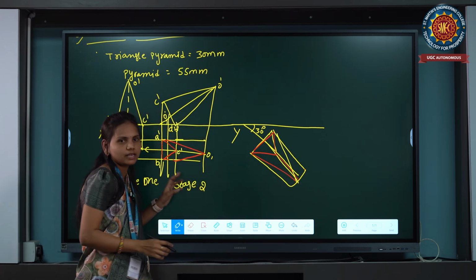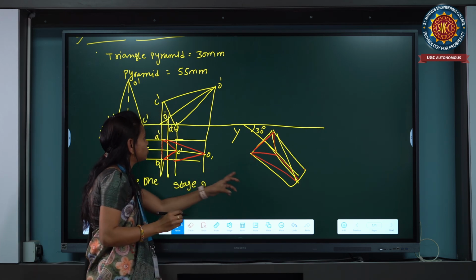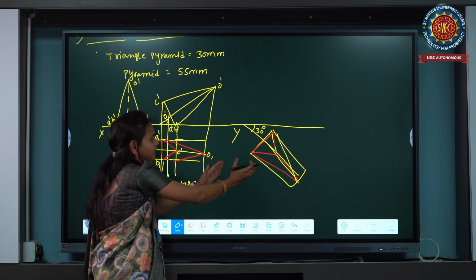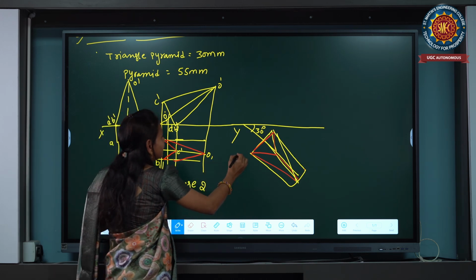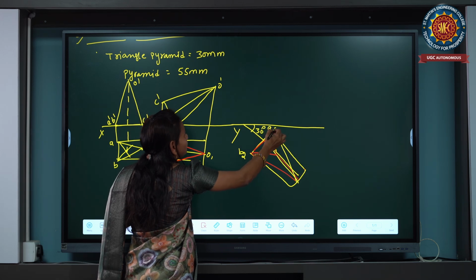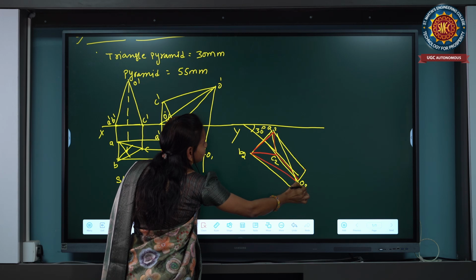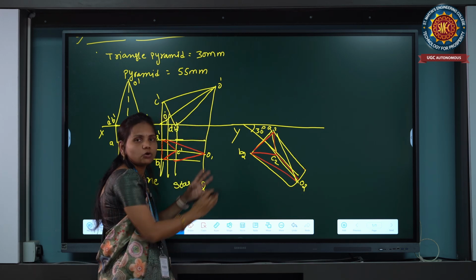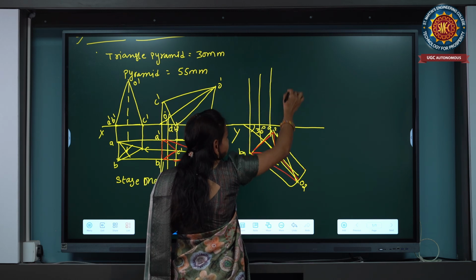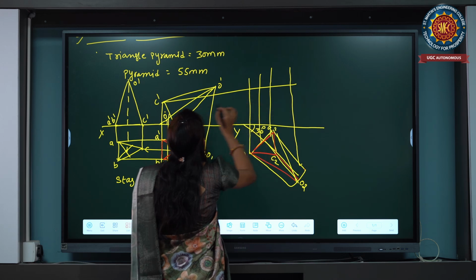So this is the shape of the triangle. So in the third stage, same distance and same dimensions we should take here. And here we give the labeling B2, A2, C2, O2. Same, extend this line up to the final. So extend these pyramid lines also.